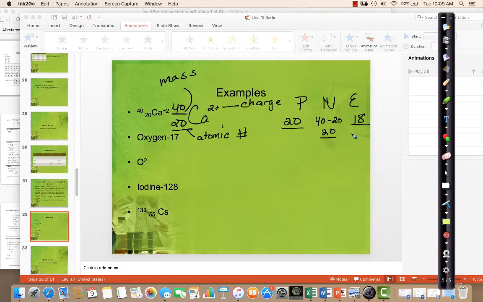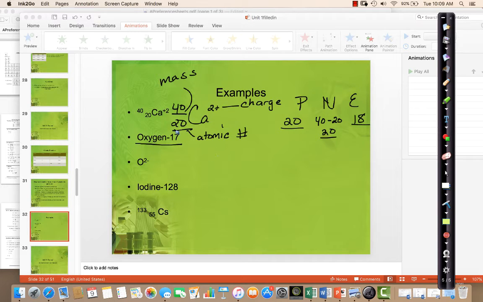By the way, I highly advise if you get to a point where you think you know how to do this, pause the video and see if you are right. Try it yourself and then see if you're right. All right, so let's look at this one.